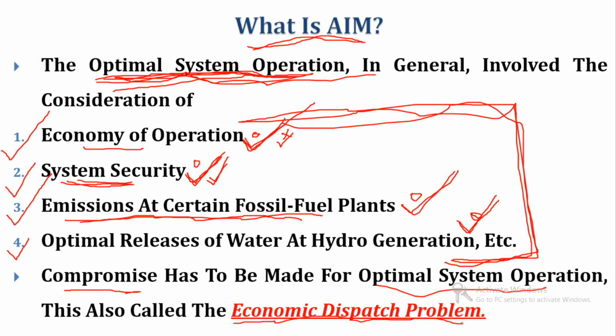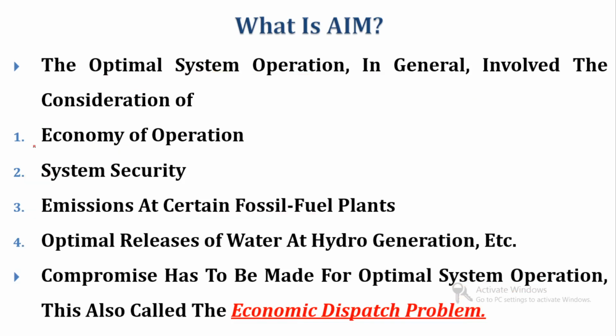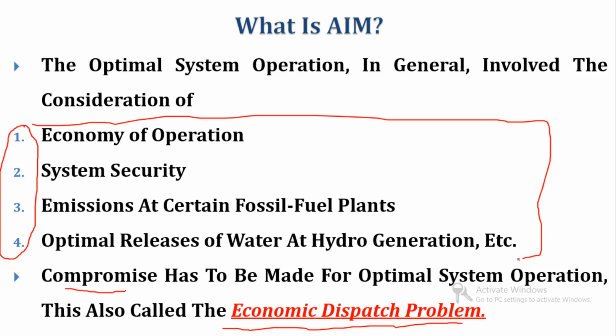and this is called the economic dispatch problem. So, how will we get these 4 points at a time? This is the biggest problem in our power system, how we will get these 4 points at a time. This problem is known as the economic dispatch problem. Clear? So, how can we get these 4 points at a time in our particular power system? That problem is known as the economic dispatch problem. We have to make the compromise to achieve this, and the best way to achieve these 4 points is known as the economic dispatch problem.